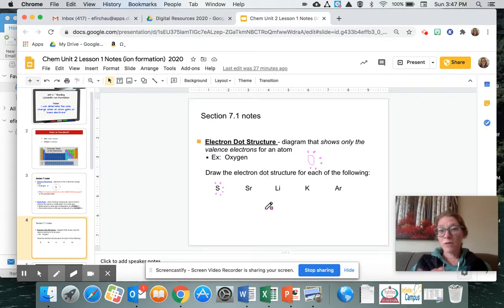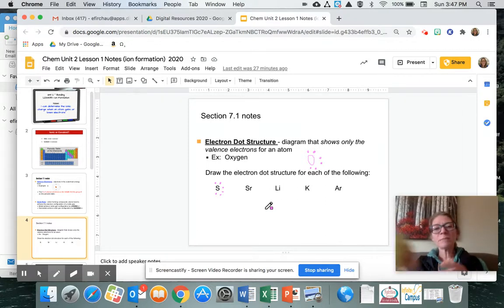All right, so now take a second, pause the video, try on your own to work through strontium, lithium, potassium, and argon. And then once you're done, unpause the video to double check your work. Make sure you pause the video. Did you pause it yet? Have you paused it? Okay. Here we go. Hopefully you're unpausing and have your answers.